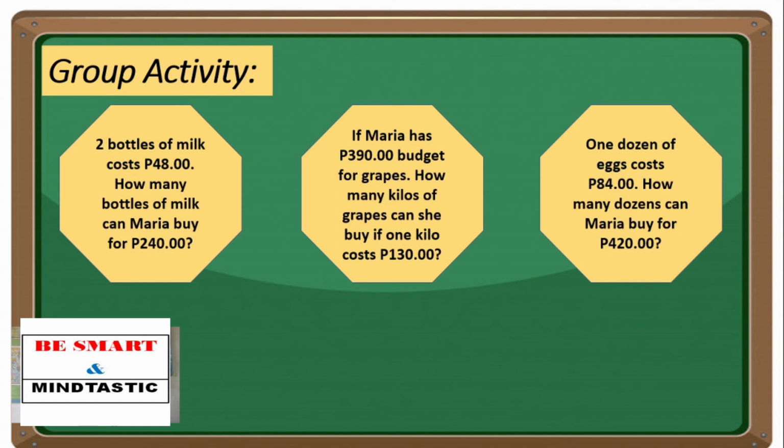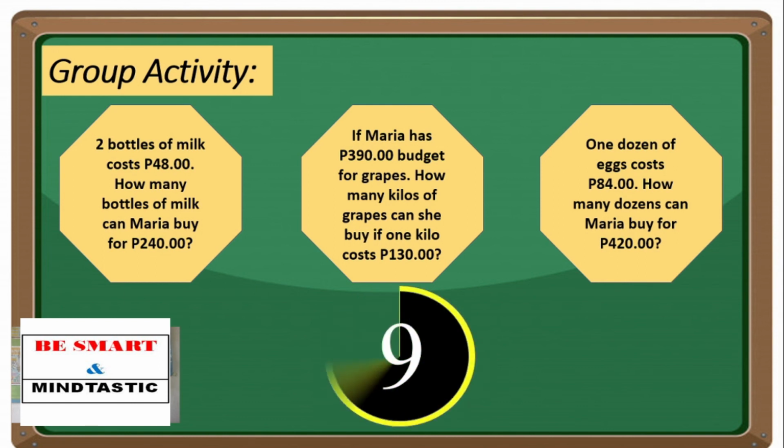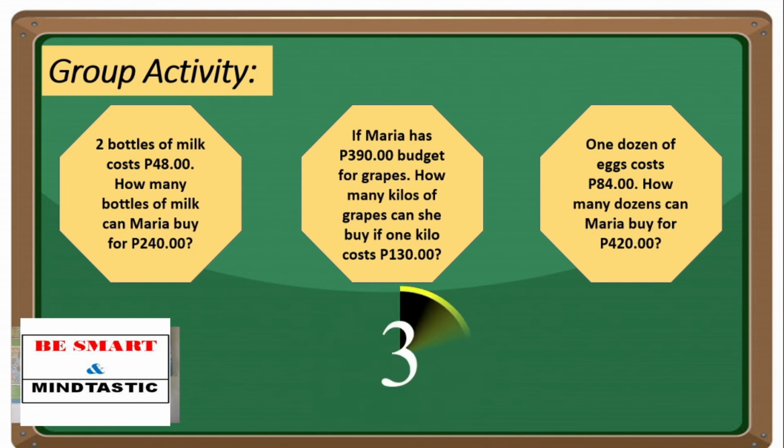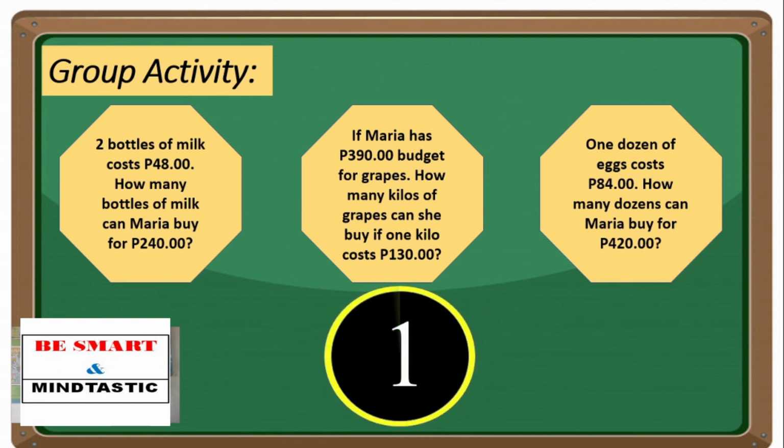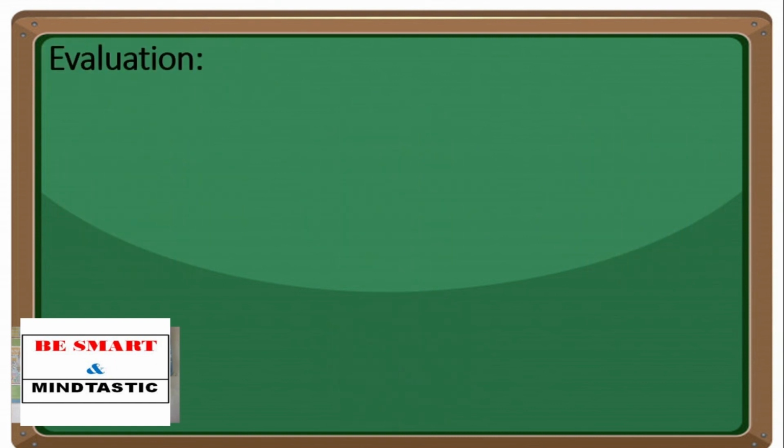Okay, class. Last 10 seconds. Time's up. Okay, so you need now to present your group activity. So who will be the first one to present? Okay, group 2. Then next one is group 1. Then the third one to present is group 3. Okay. So I want you to bring out a sheet of paper and I want you to answer the following questions.